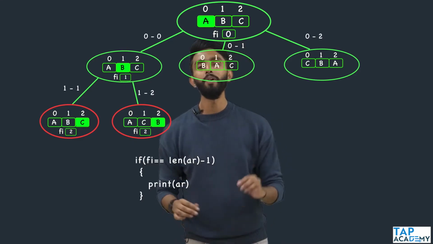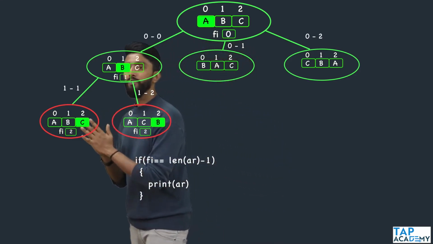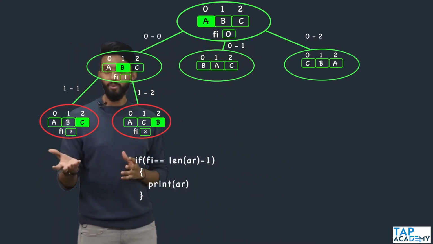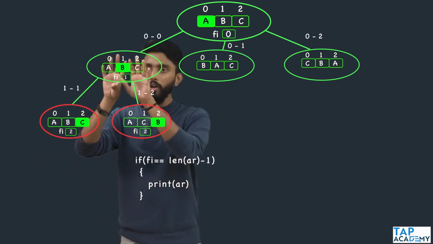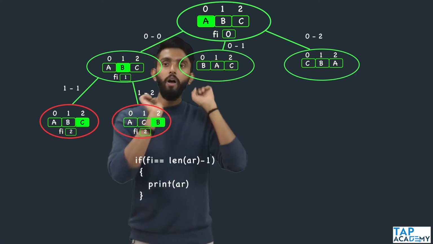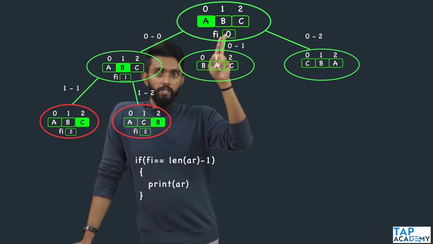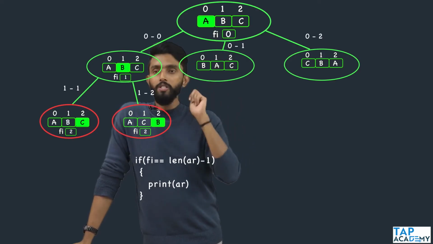Any confusion till this point of time? Yes, sir. Wonderful. We understood. Next what? Next means you got both of these. Let's go back. Okay, this branch is over. Now come here. The first index is fixed. Now it is time for the second index.